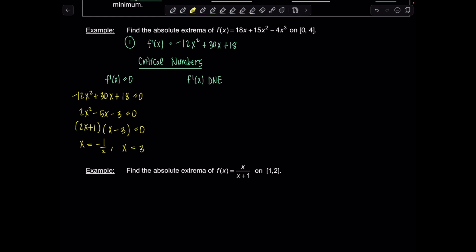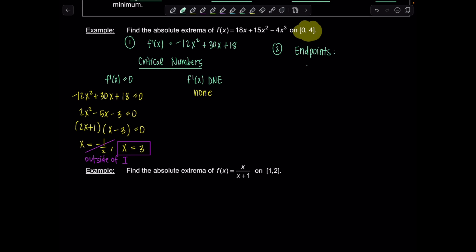But remember, where's my interval? Only from 0 to 4. So I'm going to throw away negative 1/2 because that's outside of my interval. So right now, the only critical number of interest is x equals 3. What about where f prime of x does not exist? I get critical numbers there, but this is a polynomial. There's no variables in denominators, so there's not going to be any critical numbers coming from where it doesn't exist. Okay. Step 2, I want to look at what the endpoints are.